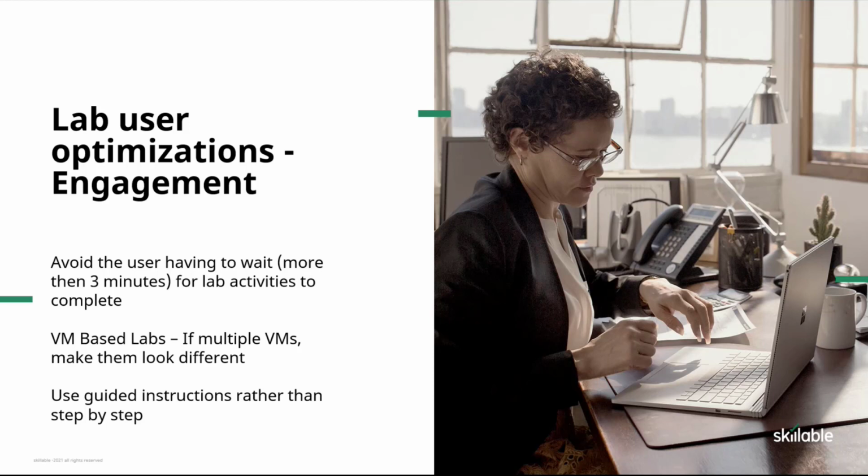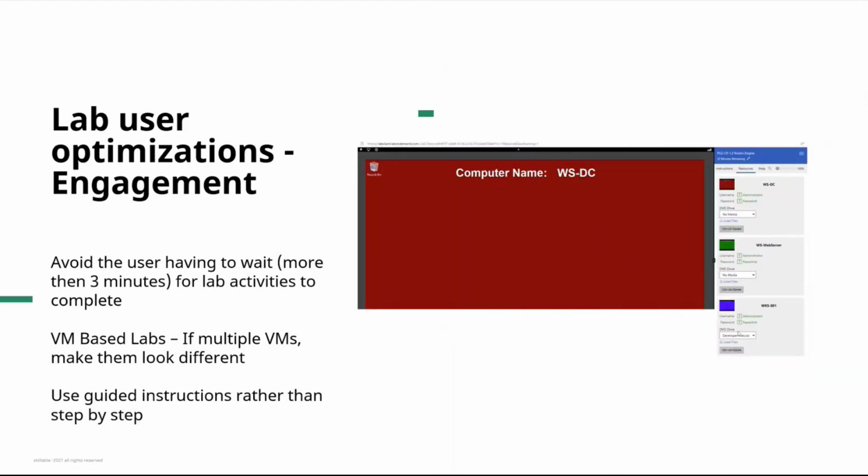One of the things I always recommend to help users, if you're building VM based, is to try to make them look different. Here I've got one screenshot of one computer, but you can see from the little thumbnails on the right, they've all got different color desktops. They've all got big text across the top of the bitmap to identify the machine name.